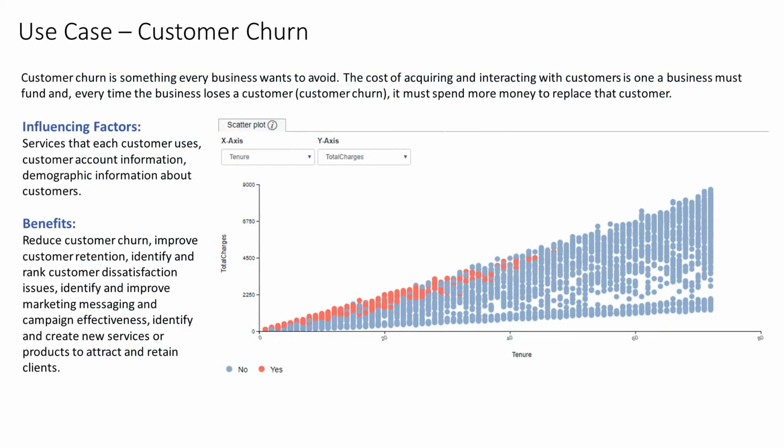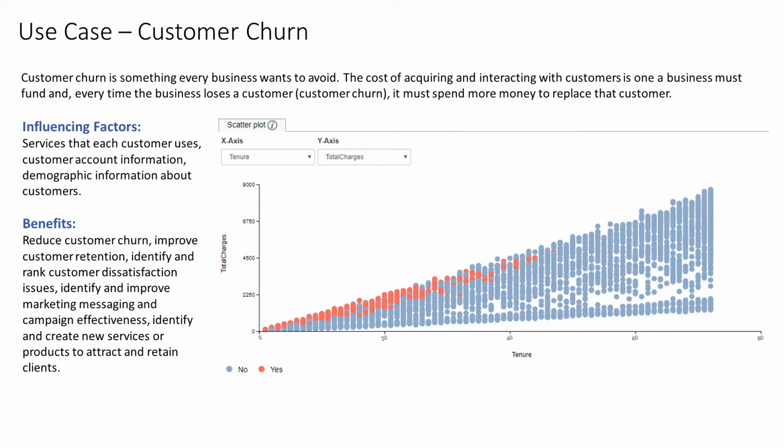Our first use case is one that considers customer churn. Customer churn is something every business faces, and the cost of attracting, acquiring, and retaining clients is significant for every business. So customer churn is something you definitely want to avoid.